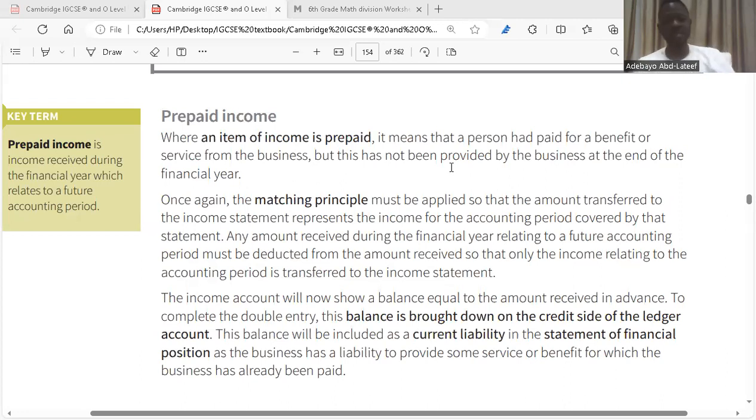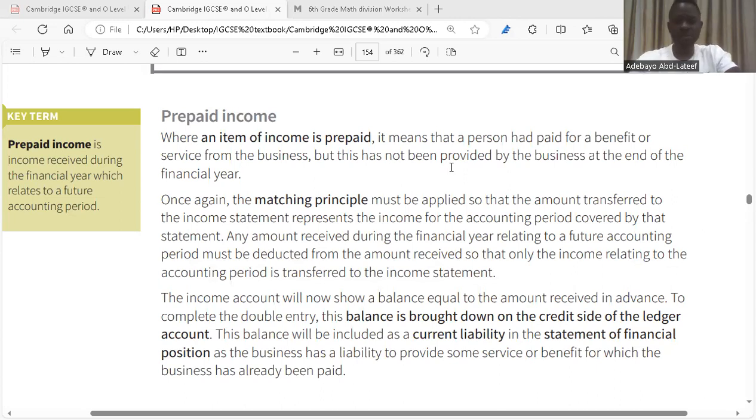So for prepaid income, they said, where an item of income is prepaid, it means that a person had paid for a benefit or service from the business, but this has not been provided by the business at the end of the financial year. So at the end of the financial year, some customers have paid you, but you've not carried out the job that you are supposed to give to them. You've not given them the service they requested, maybe because it is not time yet to give it to them, but they've paid you. That is prepaid income.